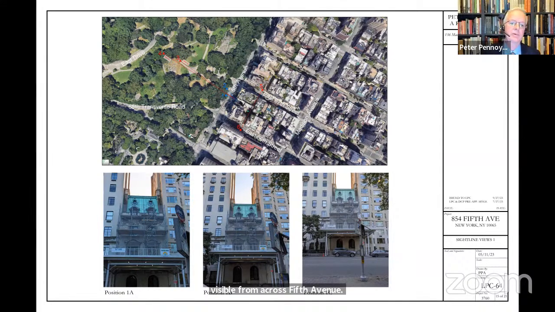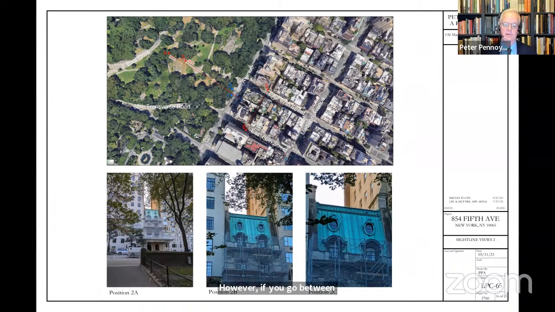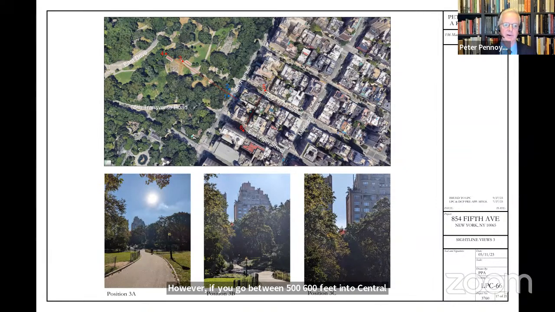However, if you go between 500 and 600 feet into Central Park, you'll see that there are 2 views where it does become visible. The first one would be number 3. This is about 500 feet away. What you are seeing there, that orange, is the face of the middle bulkhead. It is not higher, it is simply moved forward, making it somewhat more visible than what was there. But we believe it's minimally visible.